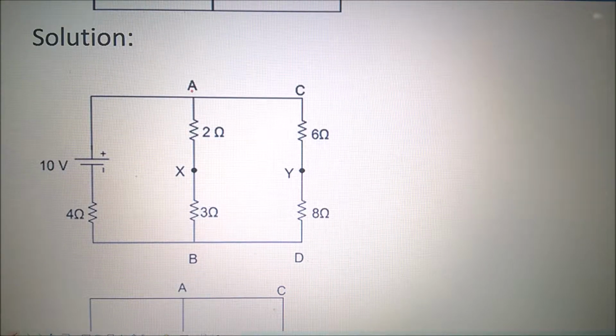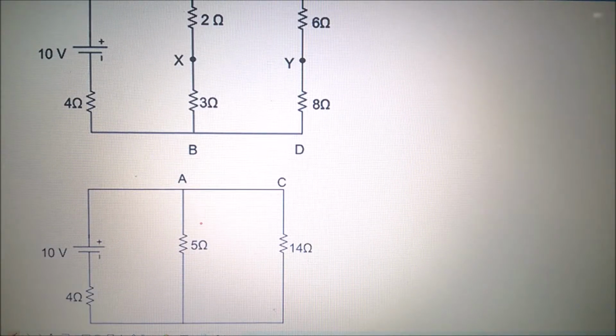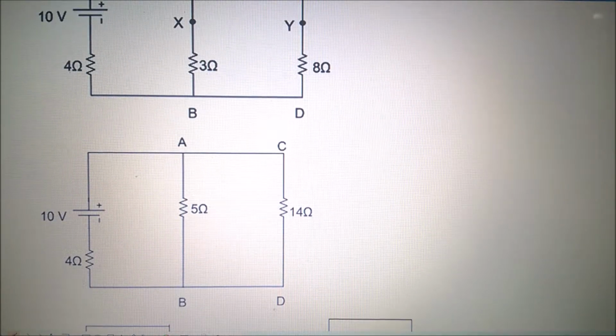Only I have named the branches AB and CD. And you can see in between A and B, there are two resistances, 2 and 3, in series. Therefore, we can find the equivalent resistance between AB as 5, and between CD as 6 plus 8 equal to 14. That I have shown here. Between AB the equivalent resistance is 5, and between CD the resistance is 14.